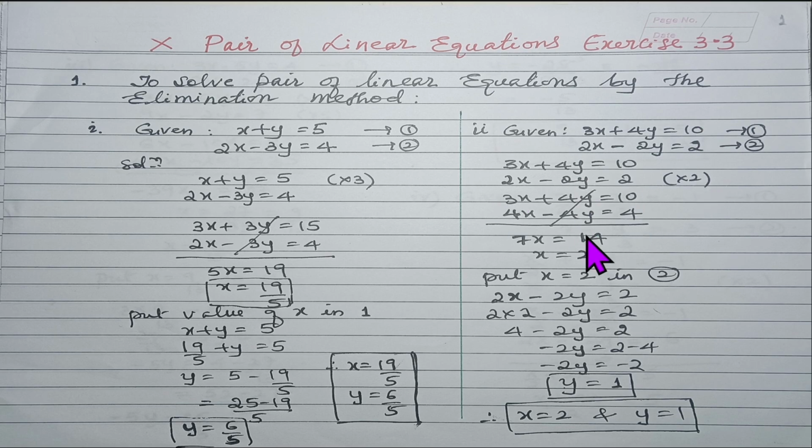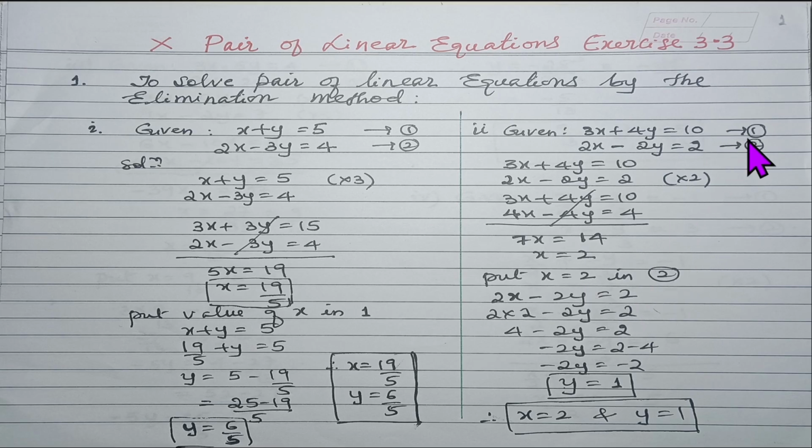Now I have made the coefficients of y same, so I can cancel it, because when I add 3x plus 4x is equal to 7x, plus 4y minus 4y is equal to 0, and 10 plus 4 is 14. So 7x is equal to 14, or x is equal to 2. Put the value of x is equal to 2 in one of the equations.